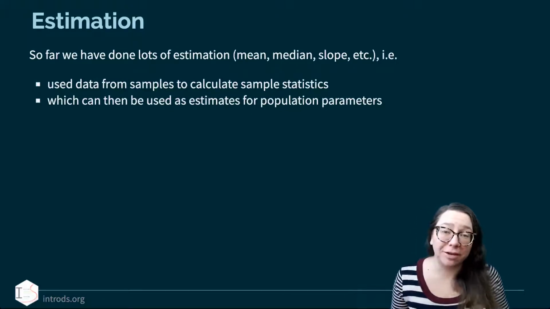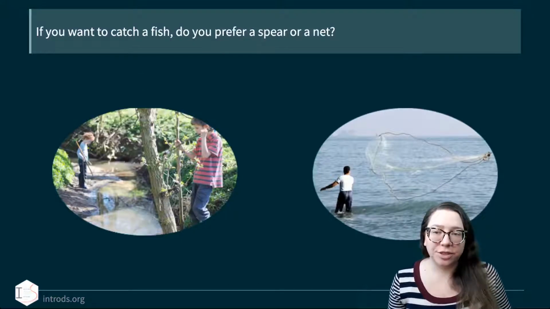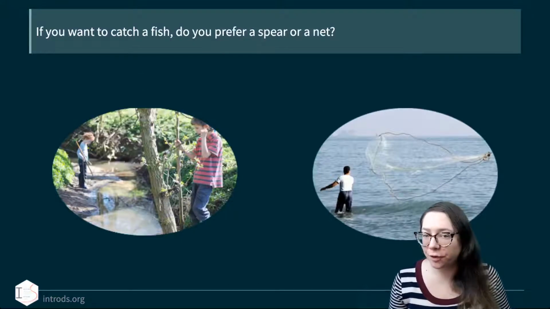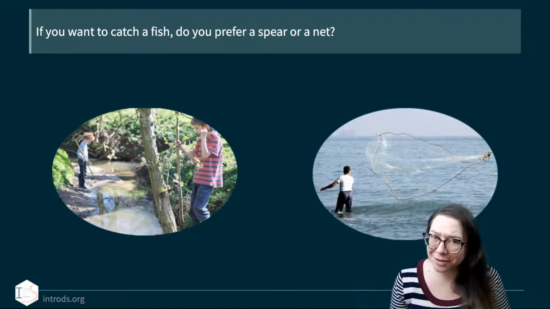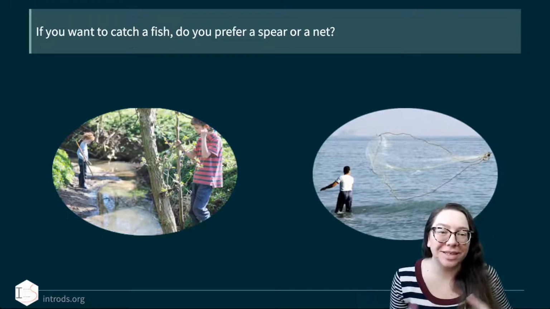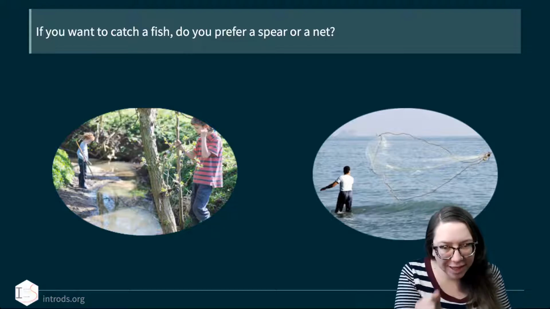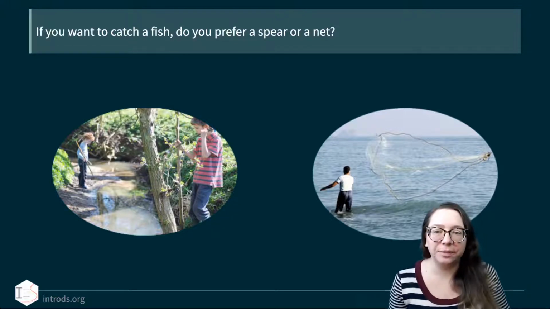So for me, they are a sample that represents a bigger population, and I want to be able to make an inference about that full population. So here's a question. If you want to catch a fish, do you prefer a spear or a net? Unless you're an expert spear fisher, my guess is going to be a net, right? Because you're more likely to actually catch the fish with that than if you're fishing with a spear and you have to really hit that fish right on the head.